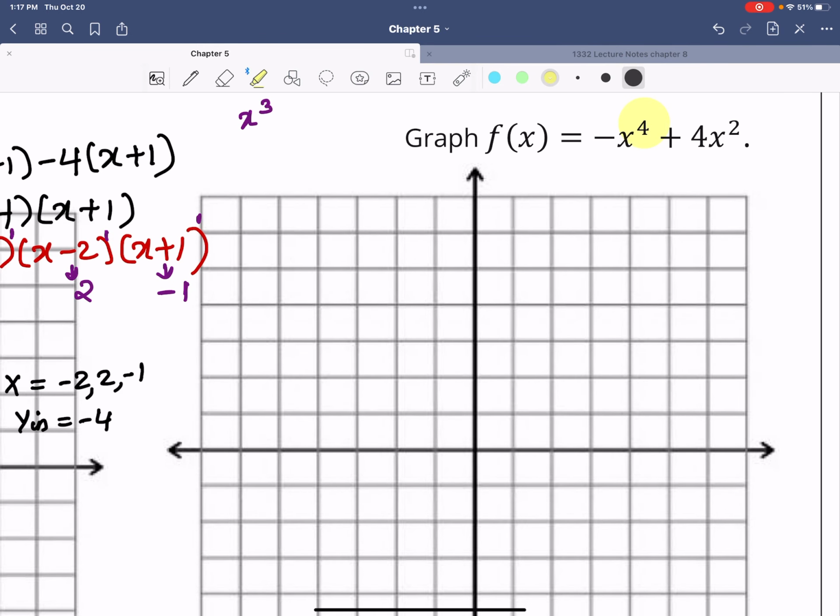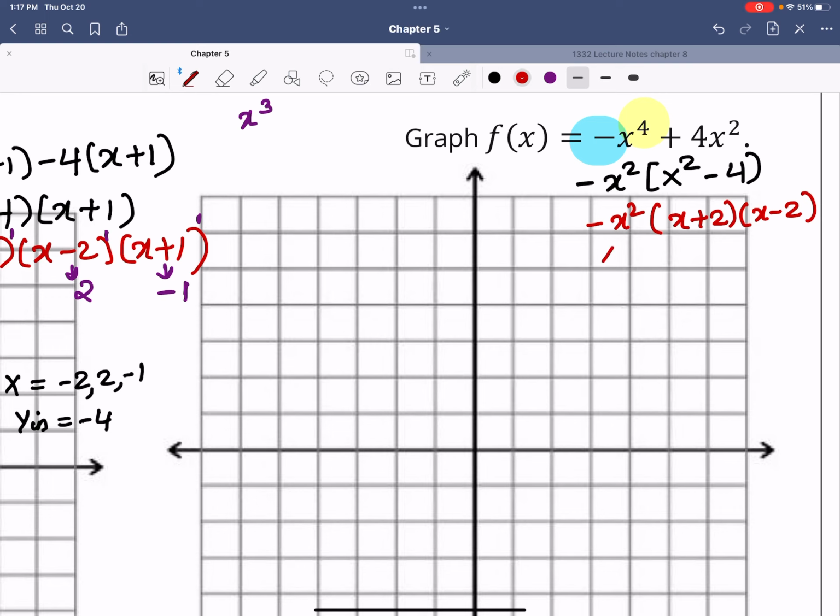The highest power is even, and you can see that the leading coefficient is negative. That means my graph is going to go in the opposite direction of an even graph. I'm going to go ahead and factor negative x squared, so I get x squared minus 4. So it's negative x squared, x plus 2, x minus 2. My x-intercepts: I'm going to set each equal to 0. X squared is 0, so x is 0. X plus 2 is 0, so x is negative 2. X minus 2 is 0, so x is positive 2.